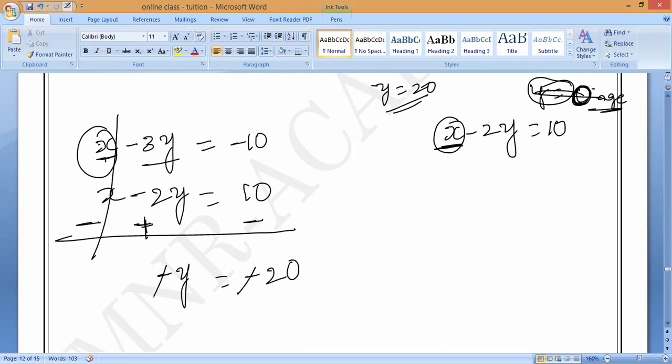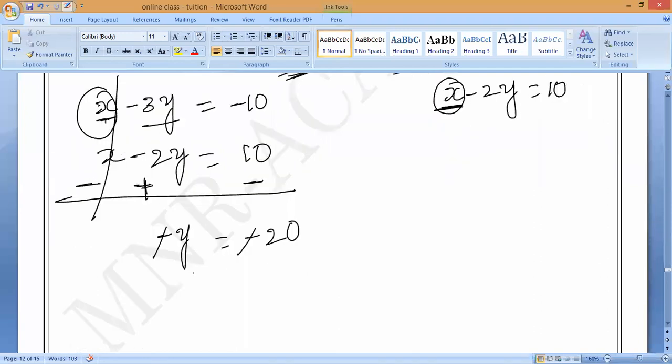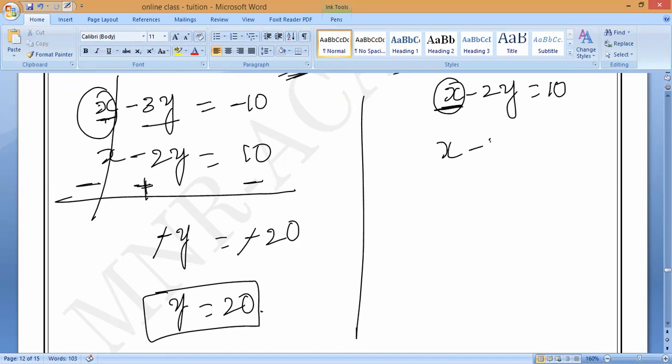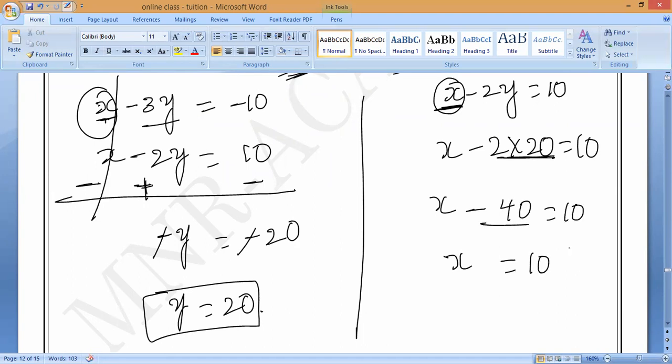So Y equal to 20. Substitute it in any one of the equations. X minus 2 into 20 equal to 10. X minus 40 equal to 10. X equal to 10, and minus 40 comes to this side as plus 40. Now X equal to 10 plus 40, which is 50.